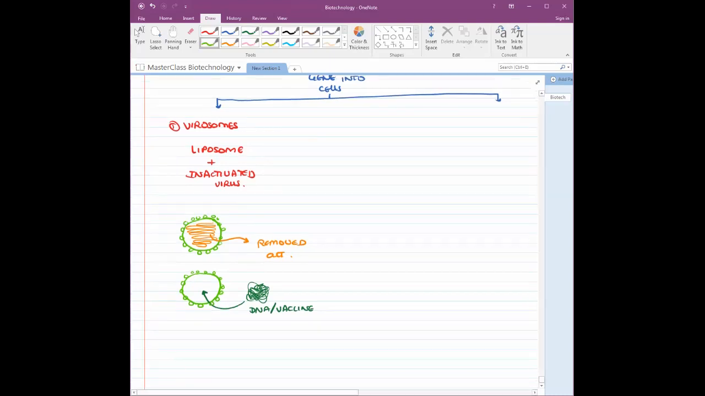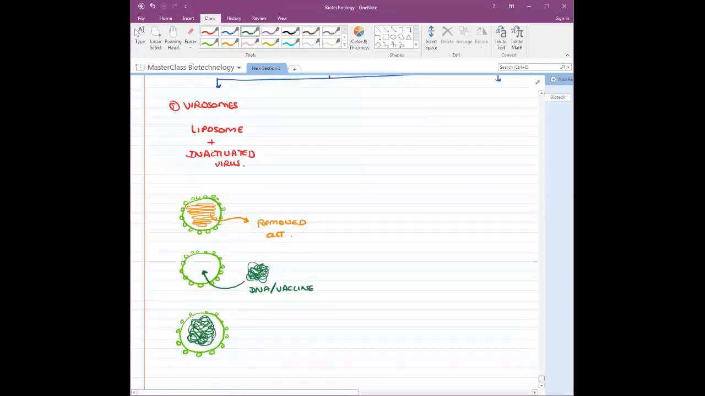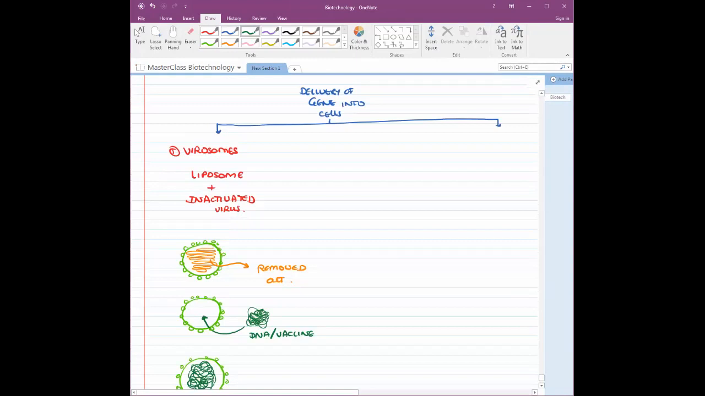Immediately, what are we going to see? In the next case, this virus is going to have the DNA of our interest. And now, whenever this is going to go and infect any cell, immediately the DNA of our interest is going to enter into the cell. Everybody getting this, guys? So this is how it is going to work.